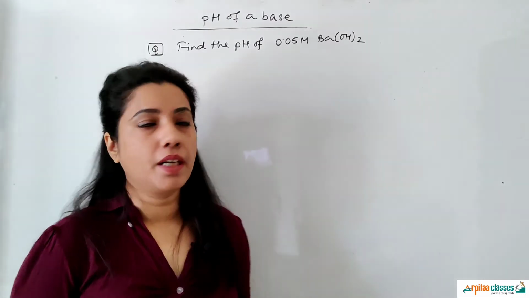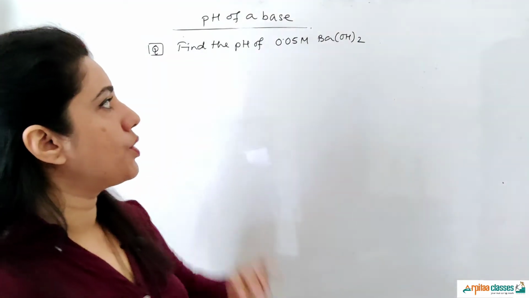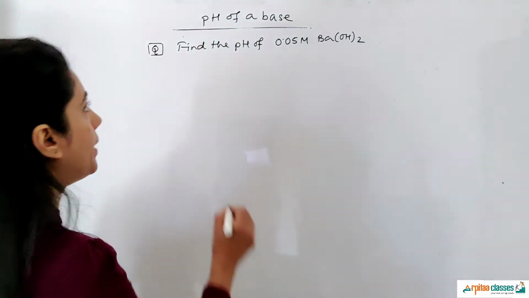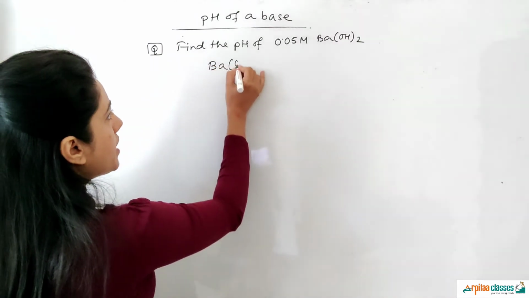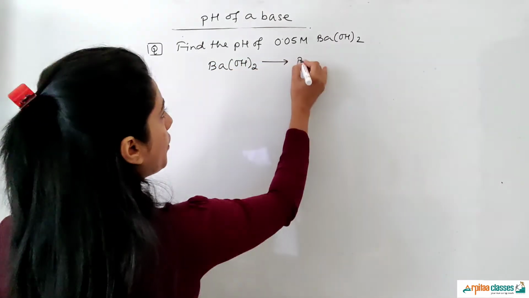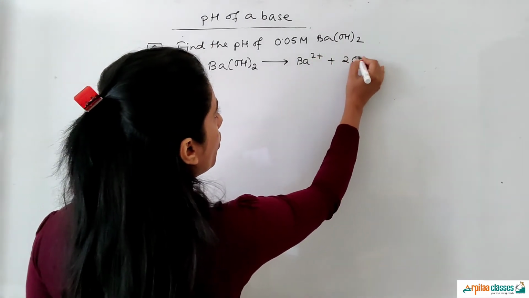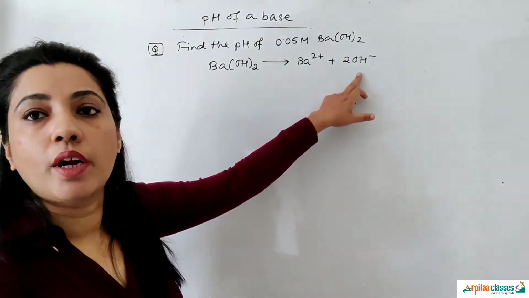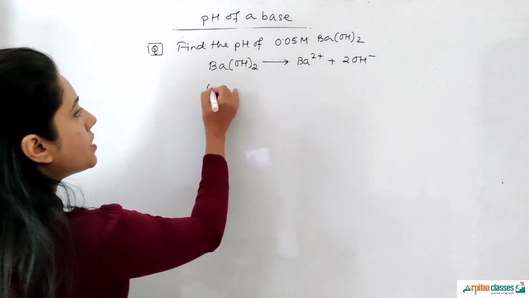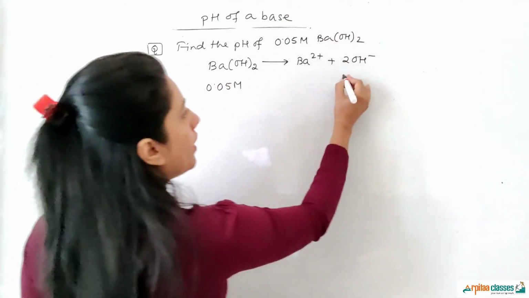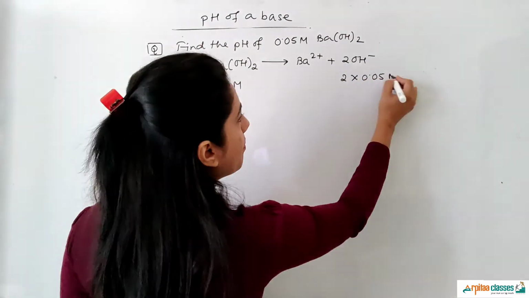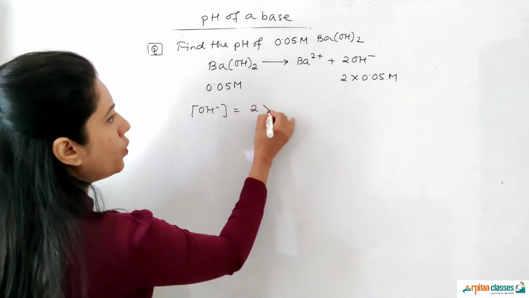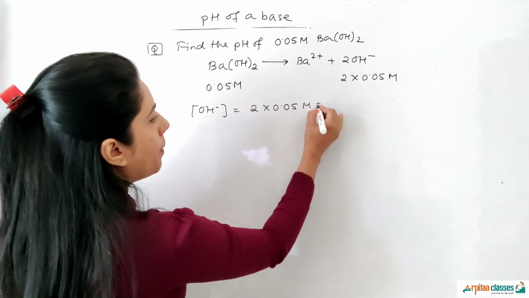Let's solve another numerical. Find the pH of 0.05 molar barium hydroxide. This is also called baryta. It's a strong base. So let us see how it dissociates. Barium hydroxide dissociates to give you barium 2 plus and 2 OH minus. So we can see from 1 molar barium hydroxide we get 2 molar OH minus. Therefore from 0.05 molar we'll get 2 into 0.05 molar of OH minus. So here the OH minus concentration is 2 into 0.05 molar.